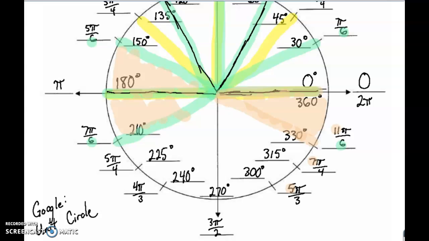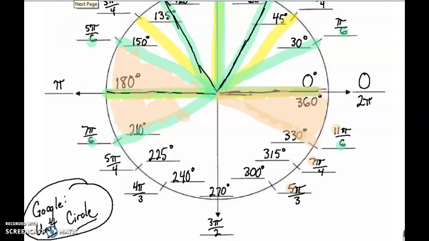So this is where we left off for the first part of these notes. And again, if you missed anything, you can Google the unit circle. All we've done so far is convert degrees to radians, which I know you've already learned, but now we're getting to the point where we need to memorize.